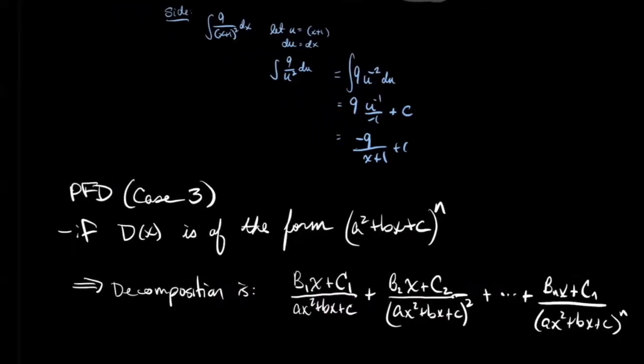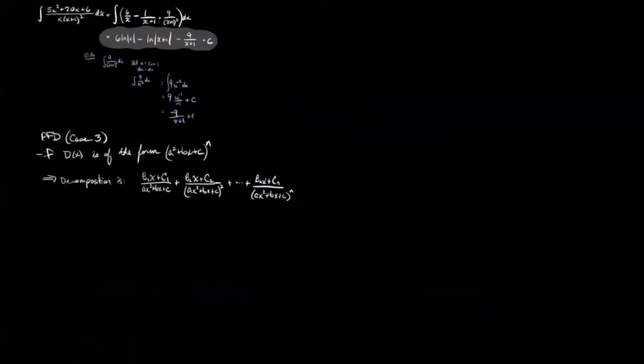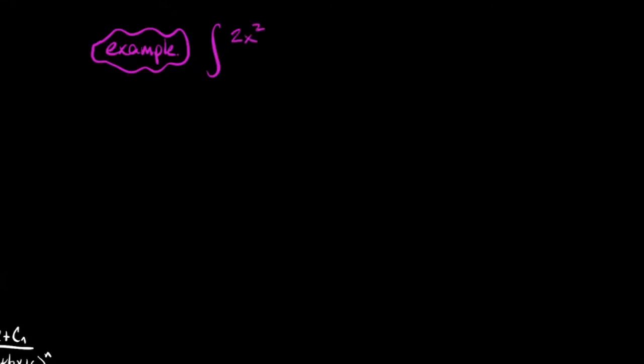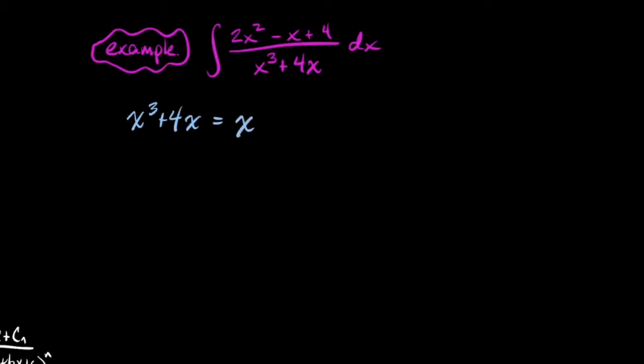All right, so we'll do an example of this now. The integral of 2x squared minus x plus 4 divided by x cubed plus 4x dx. So again, the first thing we do is we focus on the denominator. So x cubed plus 4x, we can factor out an x, and then we'd have x squared plus 4. And remember that x squared plus 4 is not factorable.